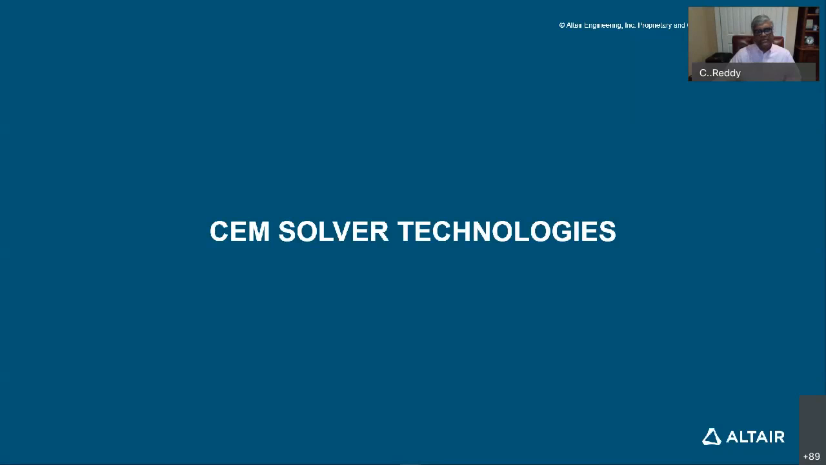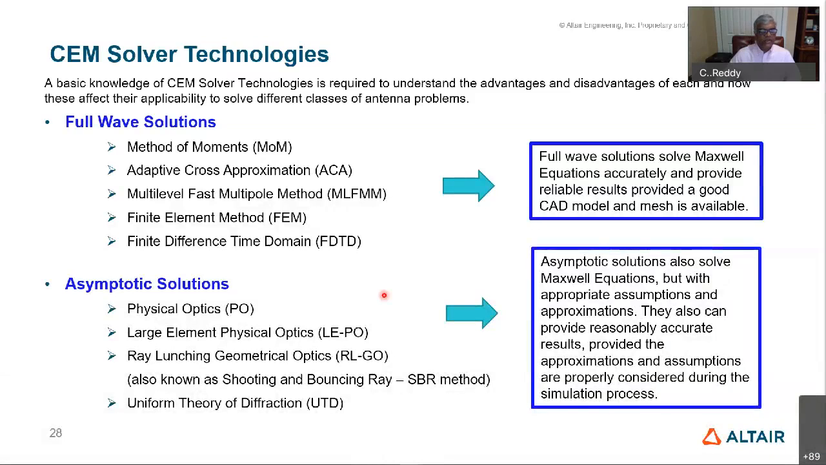So coming to the EM solver technologies, we can divide them into two types. One we call full wave solutions, the other we call asymptotic solutions. Full wave solutions fall under many different methodologies. What these do is solve Maxwell's equations accurately. So if your mesh and CAD model are accurate, you should be able to get very good, accurate solutions by applying, let's say, method of moments, adaptive cross approximation, multi-level fast multipole method, finite element method, finite difference time domain.